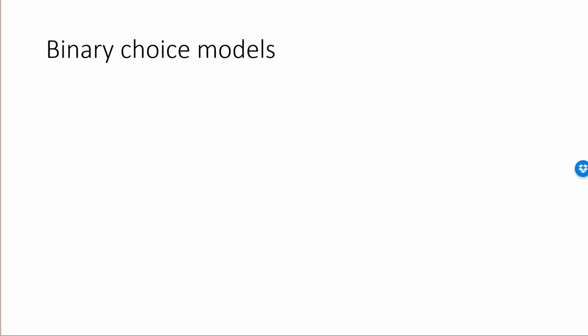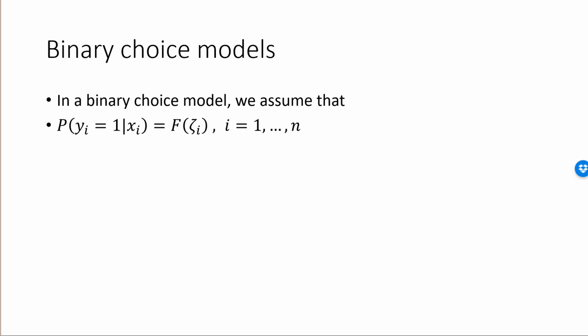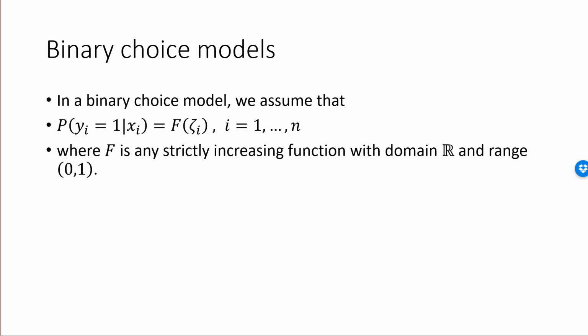So instead, we move to the binary choice model and we assume that this probability is a function of the zeta value, not zeta itself. So all the zetas are mapped by f to a value that strictly lies between 0 and 1. F is strictly increasing because we still want this feature of the model that the bigger this linear function of the x variables is, the higher is the probability.